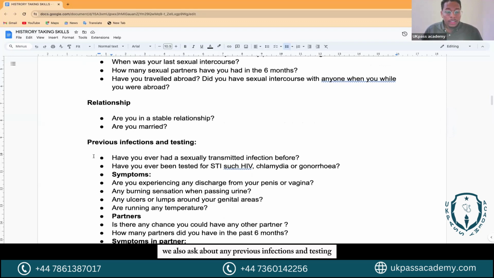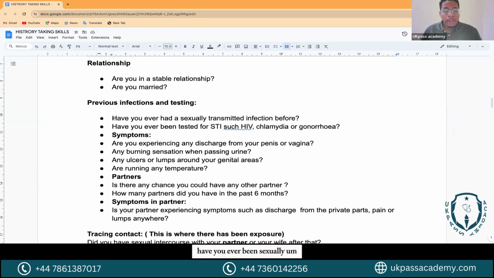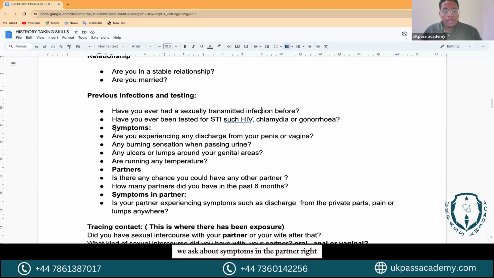Okay. We also ask about any previous infections and testing. Have you ever been tested for sexually transmitted infections before? Have you been tested for other STIs in the past? We ask about symptoms in the partner. So excuse the small spelling errors. Symptoms in the partner, I just need to edit this as needed. Okay, so symptoms in the partner. If the partner is experiencing any symptoms, such as discharge from the penis or vagina, any burning sensation when passing urine, any ulcers.